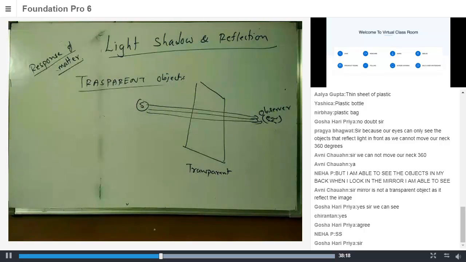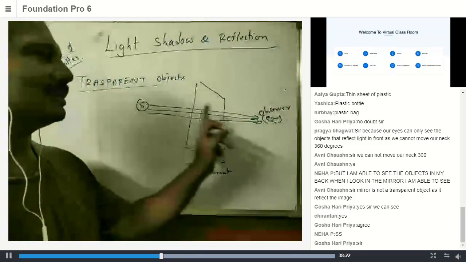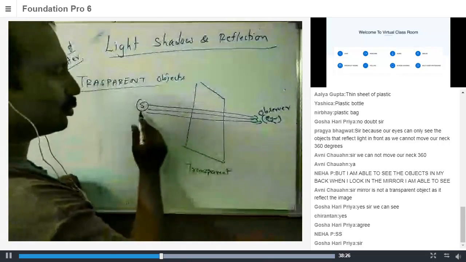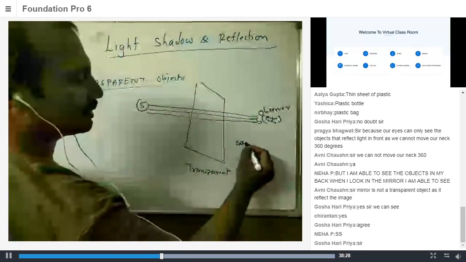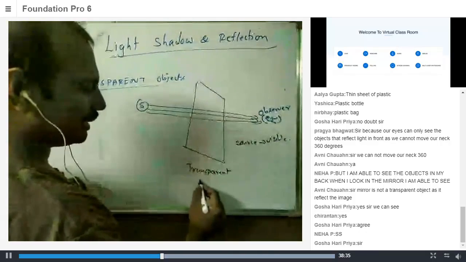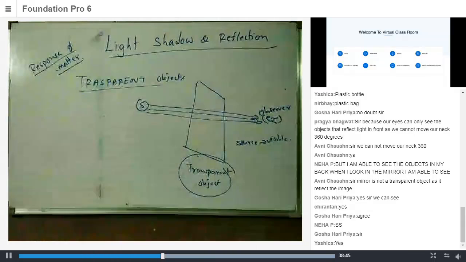Fine. So now let's see. So there is a source here. The light from the source is entering the eyes of the observer. So what can I say? Is the source visible or not? Source is visible. This is clear to all of you. Now, this is what? A transparent object. Now, is this transparent object visible to this person? Is the transparent object visible to the person?